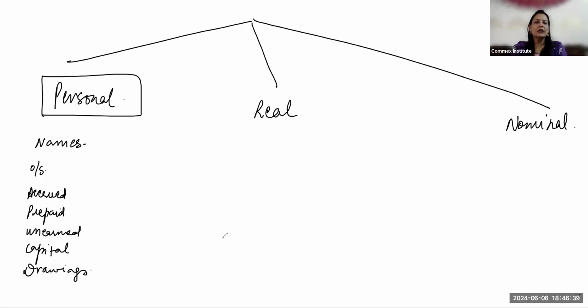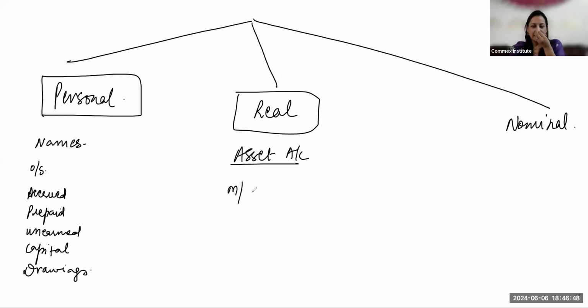These will be your personal accounts. Real accounts will be your asset accounts. Asset accounts, like for example, your machinery. Okay, plant and machinery, we can write it like this. So please write the names of the assets also.